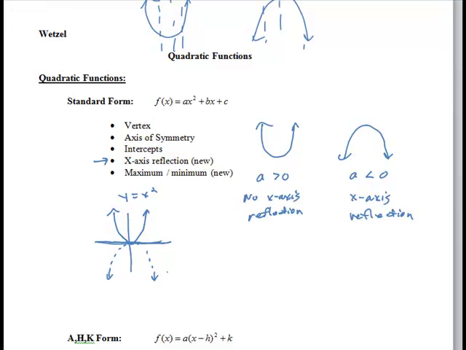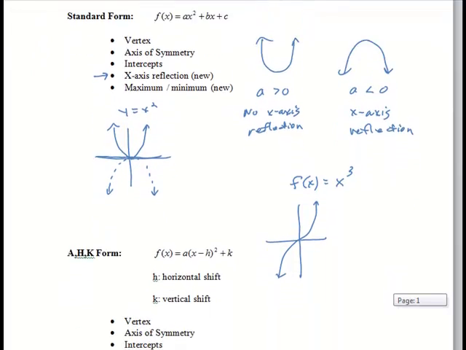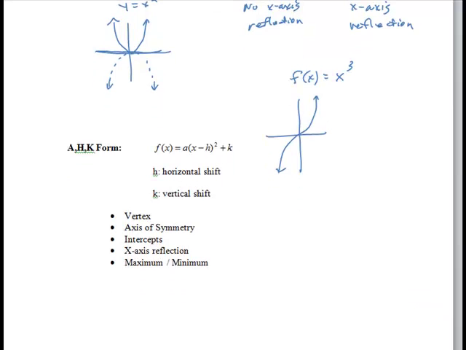And that's important, like I said, for other functions other than quadratic. For instance, the function f of x is equal to x cubed. The graph of this basic cubic function looks like this. So the terms opening up or down does not apply to this graph. It doesn't make any sense. So that's where the x-axis reflection comes in. This is the basic graph. In other words, there is no x-axis reflection.